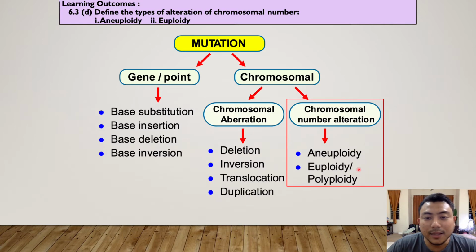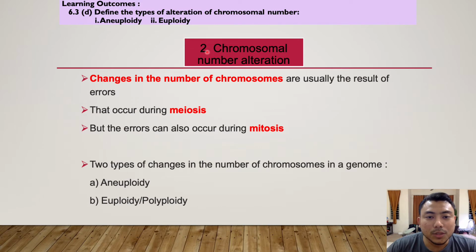So then finally we're going to look at the chromosomal number alteration, aneuploidy dengan euploidy ataupun polyploidy. So chromosomal number alteration, the changes in the number of chromosomes are usually the result of errors. Okay, errors during when? That occur during meiosis. But the error can also occur during mitosis. The two types of changes in the number of chromosomes in a genome are aneuploidy or euploidy. Macam dah sebutkan tadi lah.